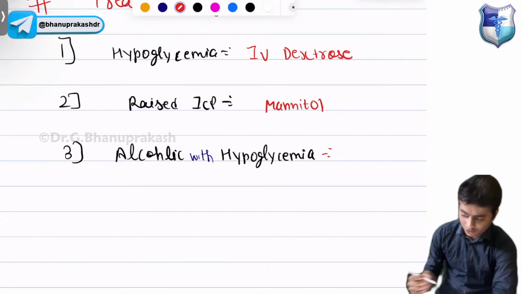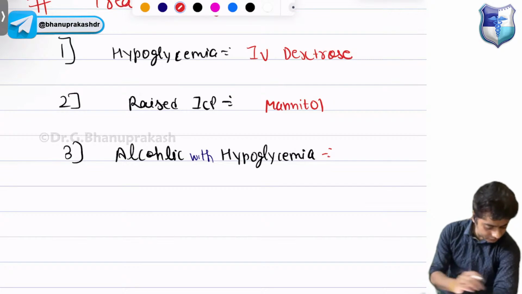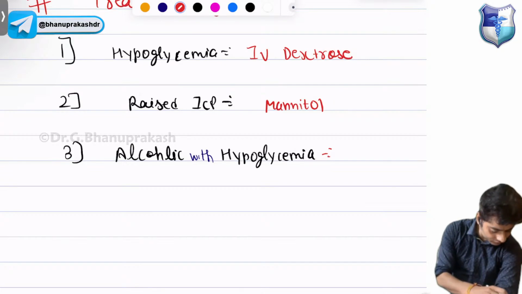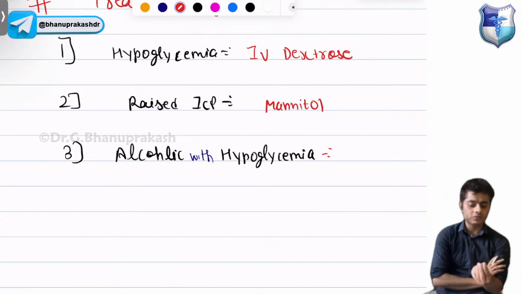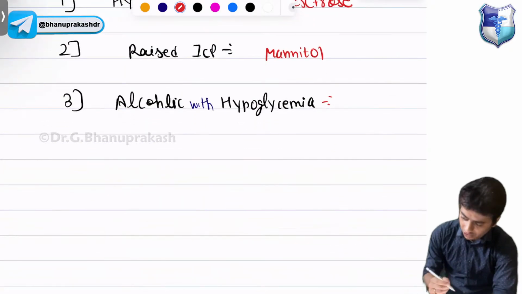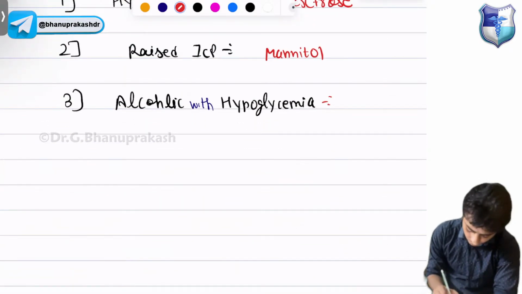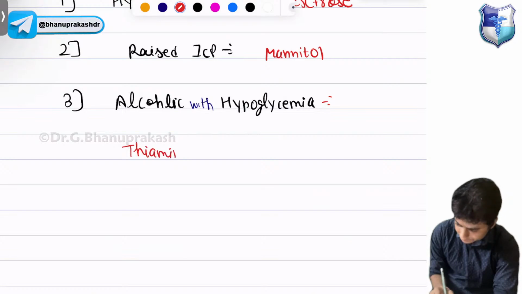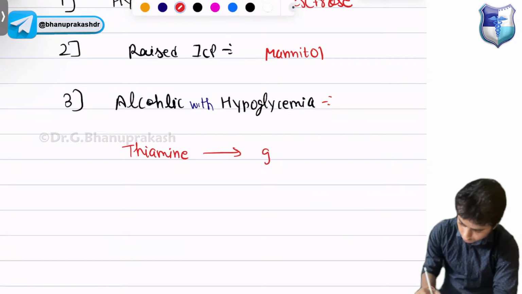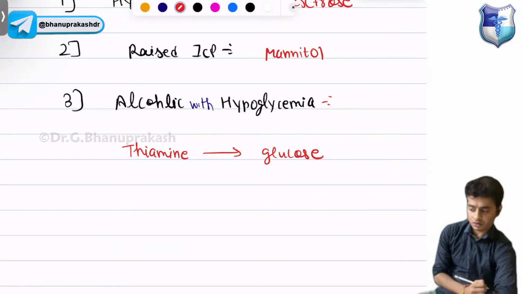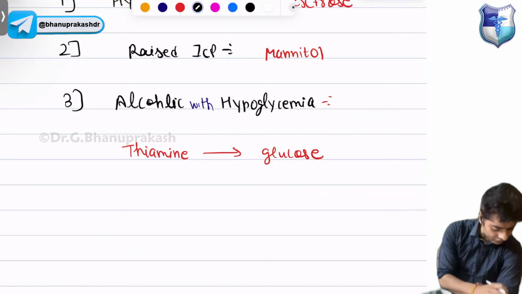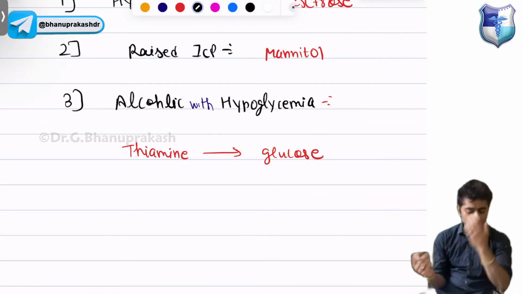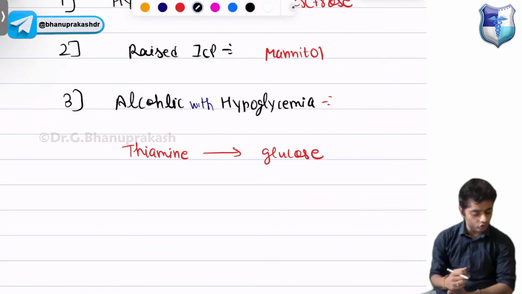Okay, in alcoholic with hypoglycemia. Yeah, Heather, for that you have to check RBS, na? Just a small investigation, random blood sugar, you can do. In alcoholic with hypoglycemia, you will first give thiamine and then glucose. Okay? Yes, Rishali, absolutely, there can be herniation and it can lead to raised ICP and the patient can end up in coma.